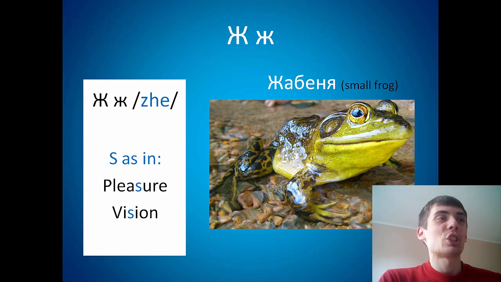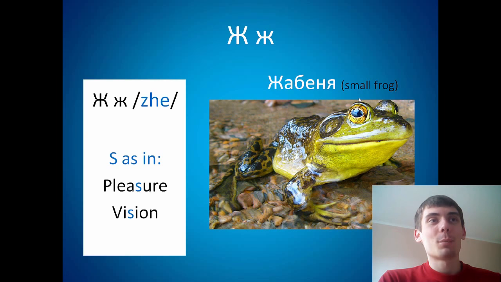Next letter, Ж. Ж as in English pleasure, vision. And here is an example for you: жабеня.